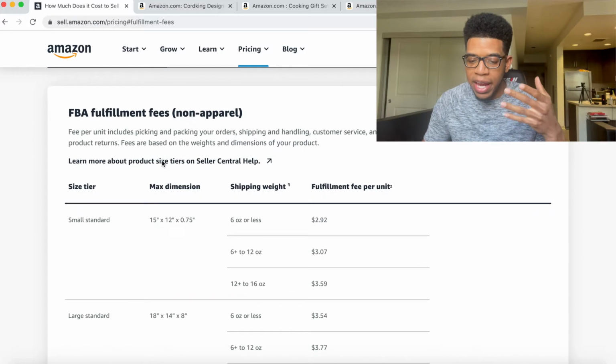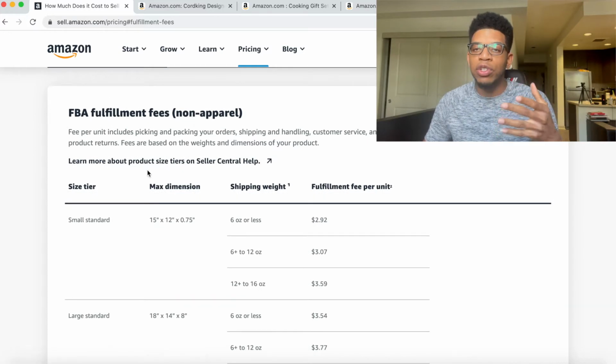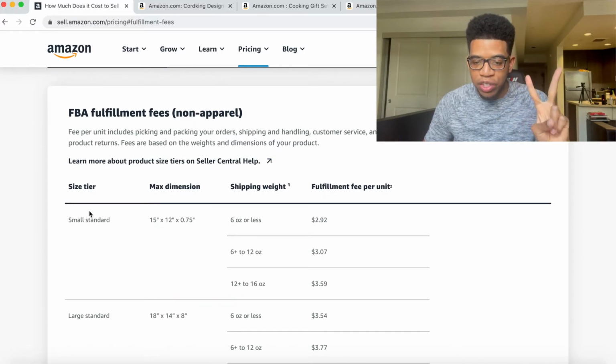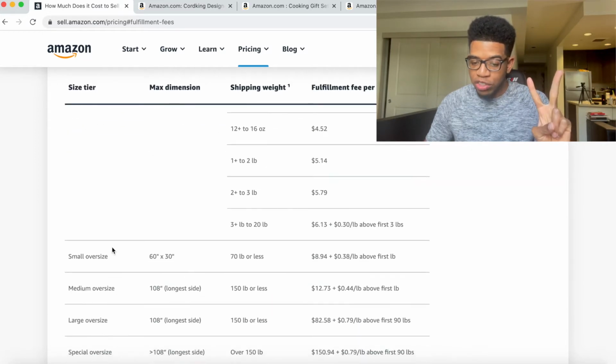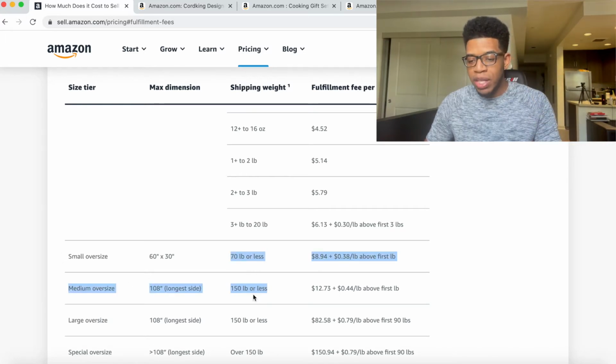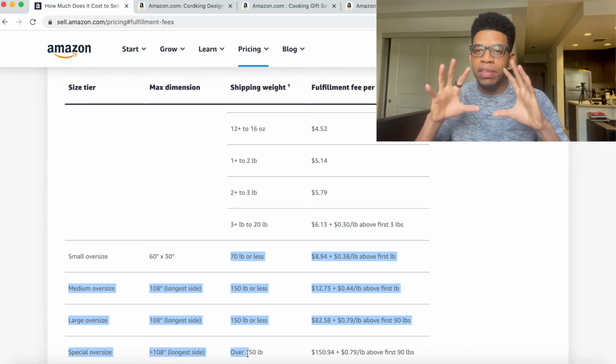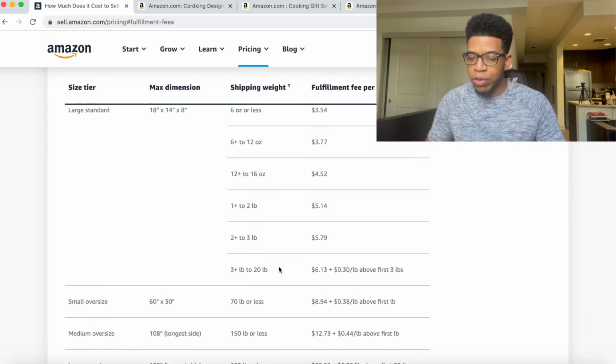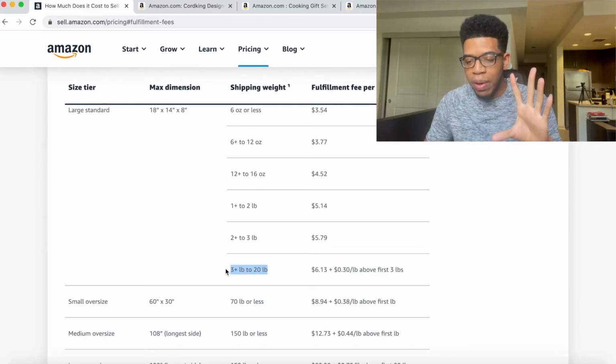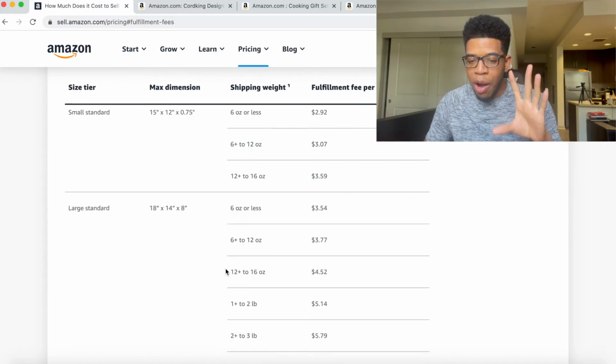So for the FBA business model, we have two major shipping size tiers: the small standard and the large standard. We also have the small oversized, medium oversized, large oversized, and special oversized. But if you look at the shipping weight, 70 pounds or less, 150 pounds, the majority of these we're not going to be selling under. So for this example, we're probably going to be at the highest in the 3 pound to 20 pound increment. So I will cover these main two.